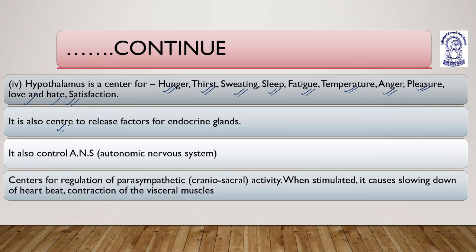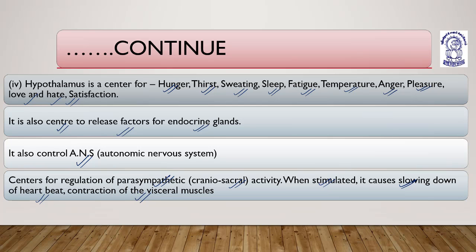It is also a center to release factors for endocrine glands. The releasing factors and the inhibitory factors are released by the hypothalamus. The hypothalamus also controls the autonomic nervous system. It is a center for regulation of parasympathetic, that is craniosacral, activity. When stimulated, it slows down the heartbeat and helps in contraction of visceral muscles.